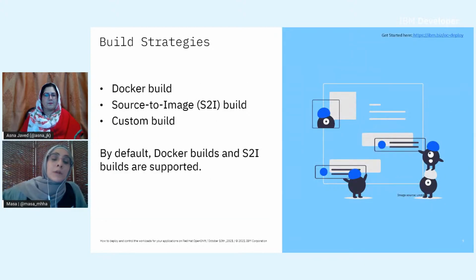Now that we understand what build and build config mean, let's understand the different build strategies. We will be working with one of them, which is the Docker build. The three main build strategies are Docker build, source to image build, and custom build. By default, Docker build and source to image builds are supported in Red Hat OpenShift, so it's available for all users who can create and build their applications on Red Hat OpenShift. As for custom build, it's only available for cluster administrators. It is of a high privilege.